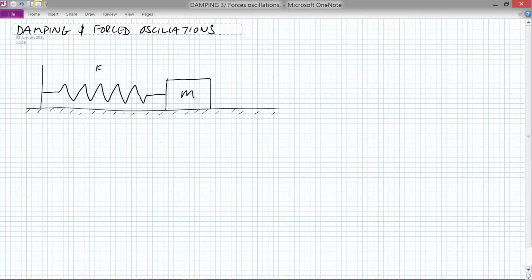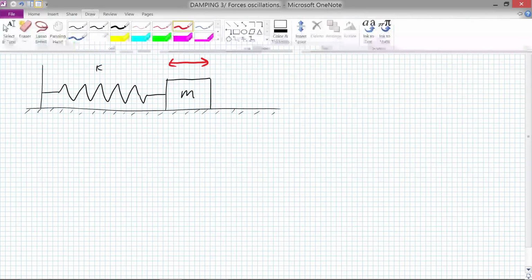Hey guys, so I thought we'd just finish off oscillations by looking at damping and forced oscillations. So let's just go back and consider what we've looked at in the last couple of videos. Considering a mass on some frictionless surface attached to some spring, we've been talking about the fact that it's going to oscillate backwards and forwards due to SHM.